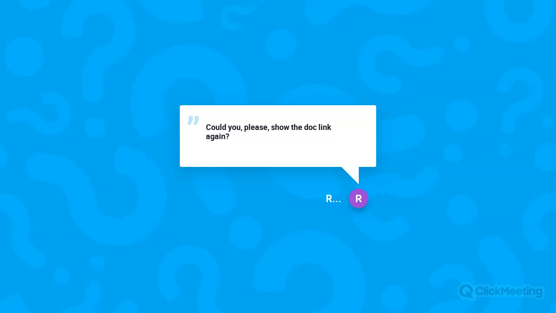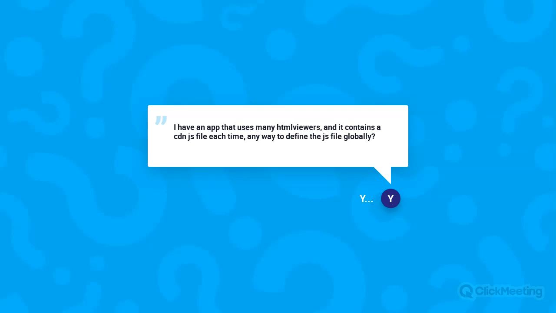Meanwhile, we have more questions. I have an app that uses many HTML viewers, and it contains a CDN JSON file each time. Any way to define the JSON? I believe that is not the purpose of this session. Okay, yes, please send that email to our support channel.